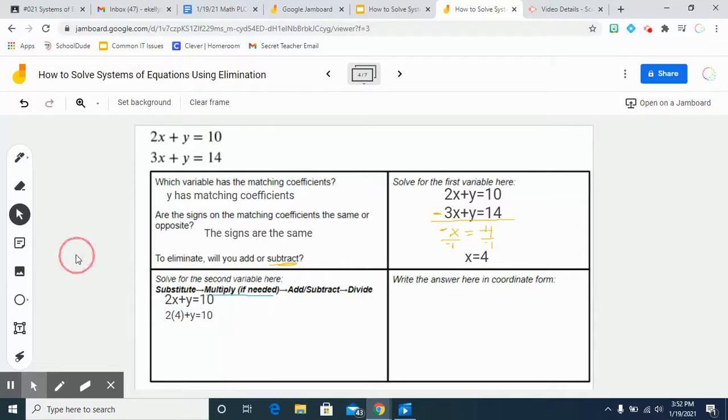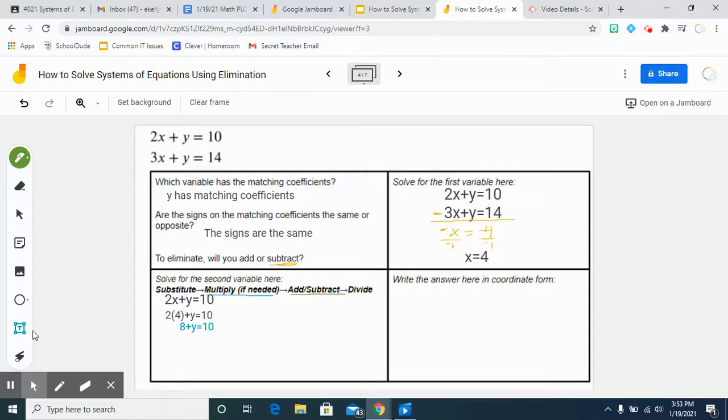Once again, multiply if needed in this circumstance, which we do because right to the left of our parentheses, there is a 2. So in blue this time, I'm going to show you how we do that multiplication. We have 2 times 4, which is 8, plus y equals 10. I realign my equal signs really quickly. And then after we do our multiplication, we add or subtract. And once again, I'm going to put this in green just to kind of show that step.